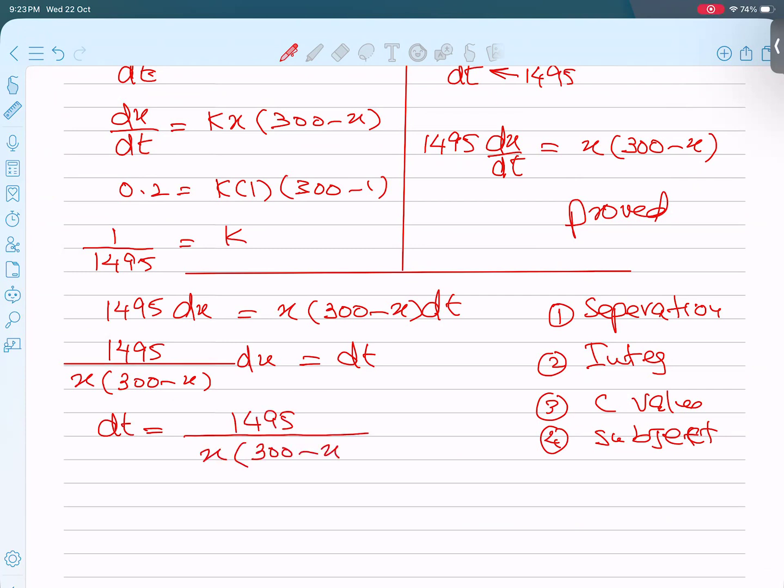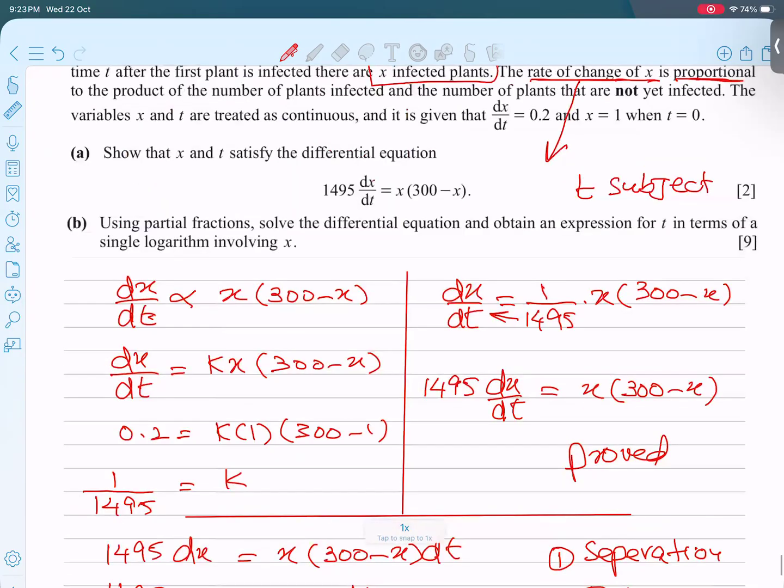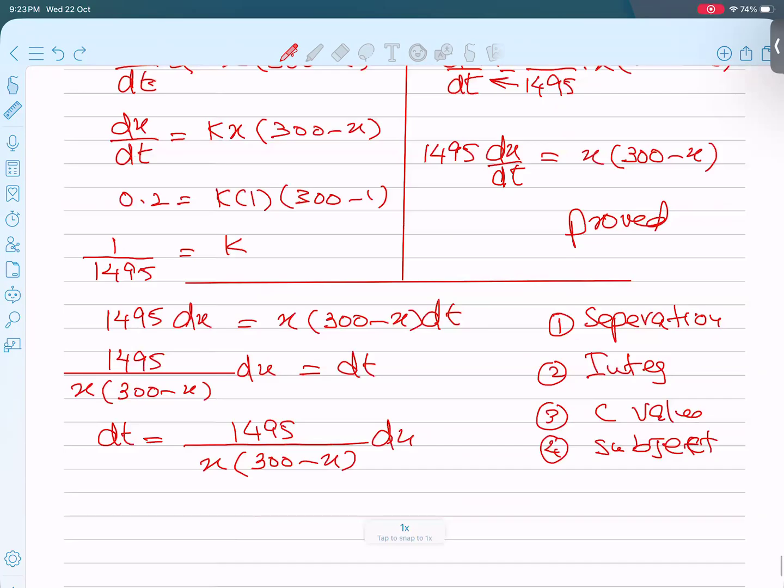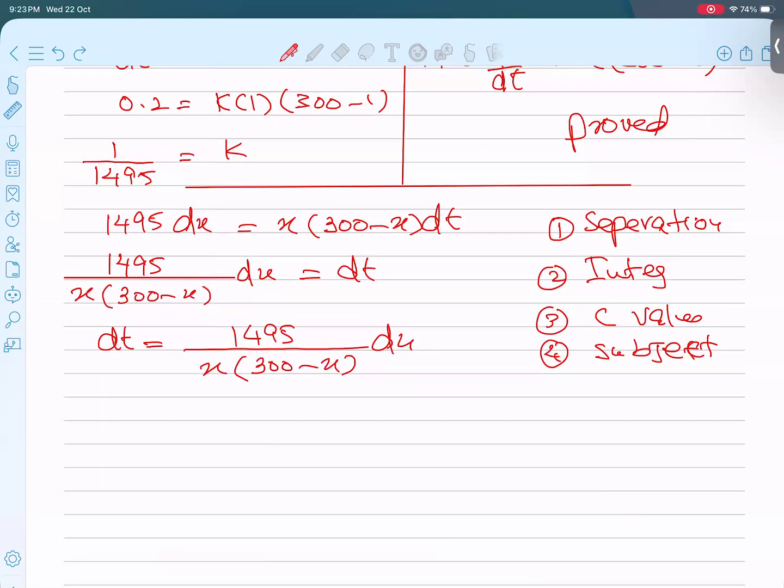Okay, after this, what to do next? Why did I switch? Because I need t as the subject, so I need t on the left hand side. And now student, I'm ready to integrate. When I integrate both sides, but before integration, as he said, you do partial fraction. So I count this as equation number 1.